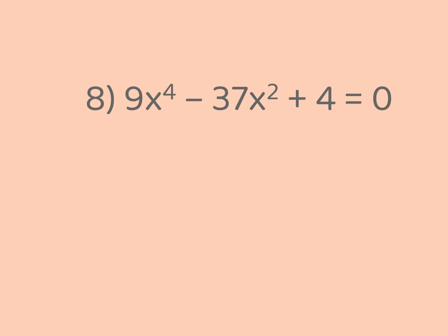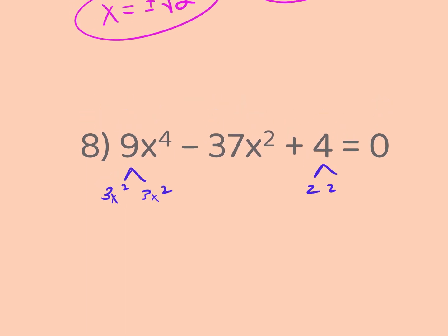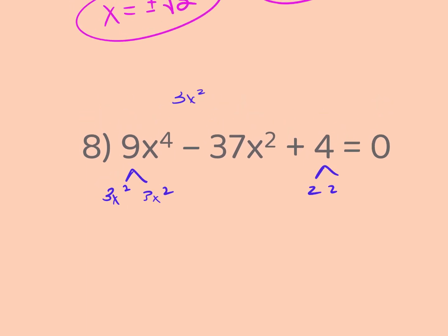Okay, 3x squared, 3x squared. Does this look like a perfect square trinomial? Well, let's check it out. So I have 3x squared and 3x squared, correct? And then I have 2 and 2. How do I figure out if this will actually be a perfect square trinomial? Multiply the A and the C, and then do what? Times it by 2. So 3 times 2 is 6, and 6 times 2 is 12.